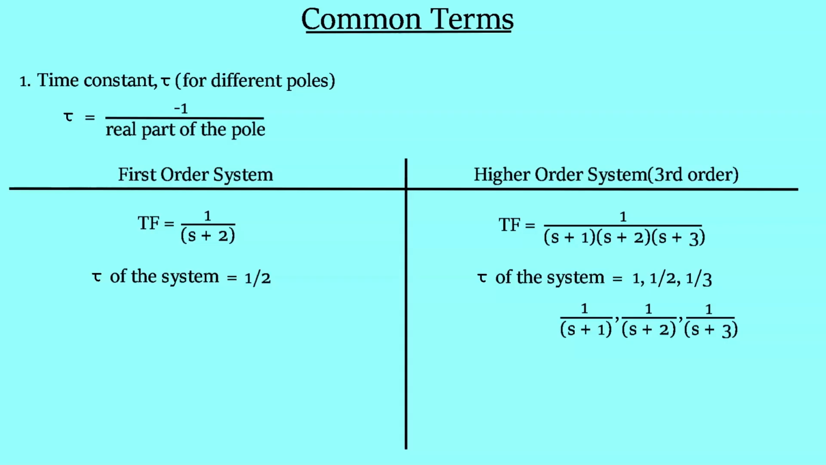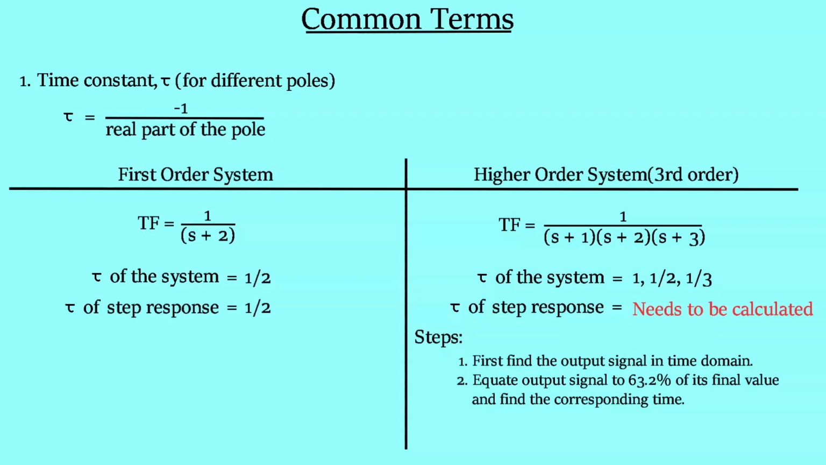But if we apply any input, for example a step signal, then the time constant of the first order system will be the same, which is 1 by 2, but you cannot say this for any other higher order systems. If you have to find the time constant, then you have to follow the whole procedure which we have just done. You cannot apply the formula directly. I hope it is now very clear to you what we actually mean by time constant in control systems.